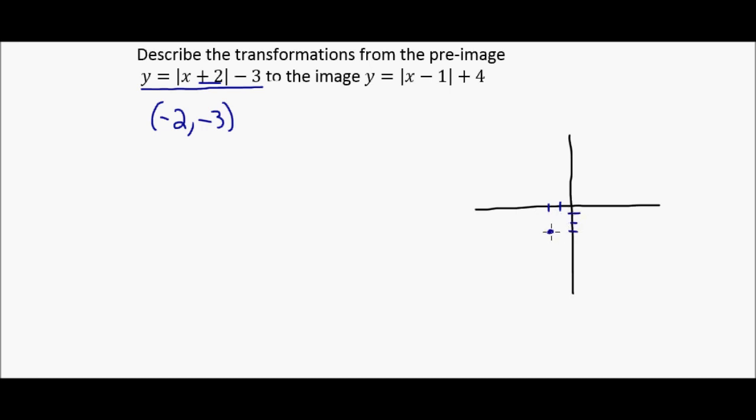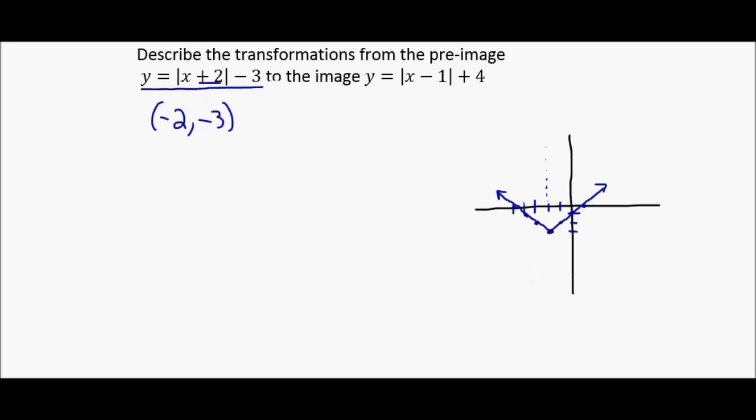So for the pre-image, the vertex starts at negative 2, negative 3, and then it has a right-hand slope of positive 1. So when I go up 1, I'll go over 1. Up 1, over 1. Up 1, over 1. And the axis of symmetry is x equals negative 2. So all these points are reflected about the axis of symmetry. Should appear about in the same position here and then over here. So here's the graph of the pre-image. Great, so that's a good start.